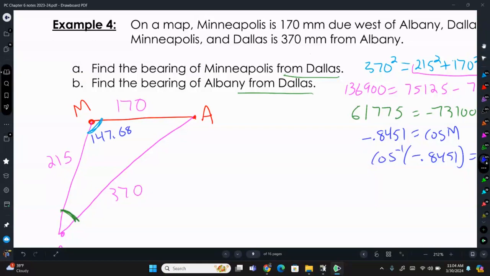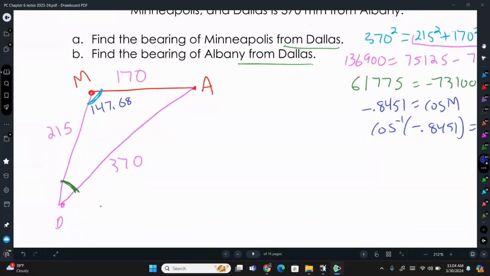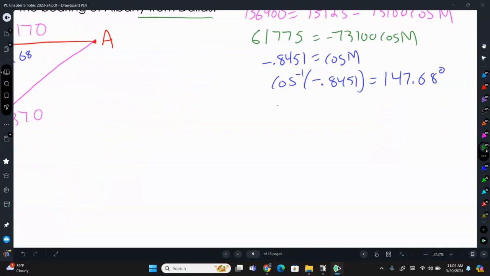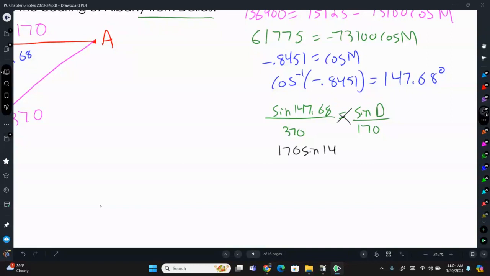So now we can figure out the other angles. I'm going to switch to the law of sines to find out angle D, because it is the smallest angle because it is across from the smallest side. So the sine of 147.68 over 370 equals the sine of D over 170. Cross multiply: 170 times the sine of 147.68 over 370 equals the sine of D.